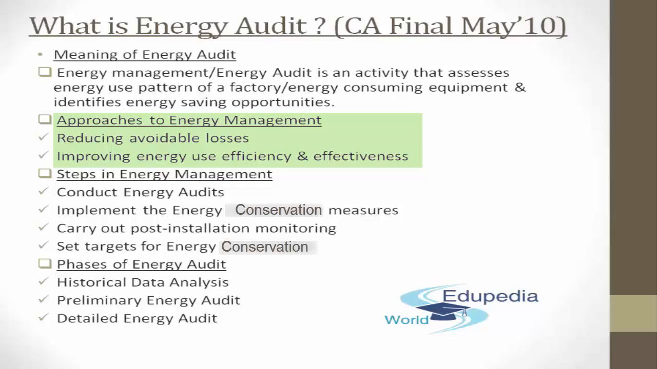They usually say that simply on the basis of one thing, that they wish to reduce any kind of avoidable losses. So this is something which can be avoided. You can just avoid the loss on this irregular or unacceptable kind of energy use pattern. It's absolutely not required, so you can avoid it. So reducing all those avoidable losses and improving energy use efficiency and effectiveness. That is about approach. The next thing that comes in is steps in energy management.